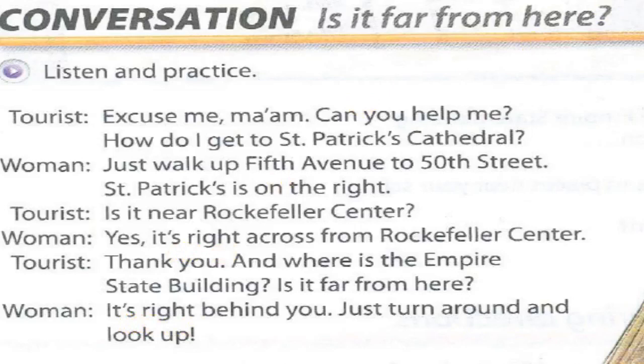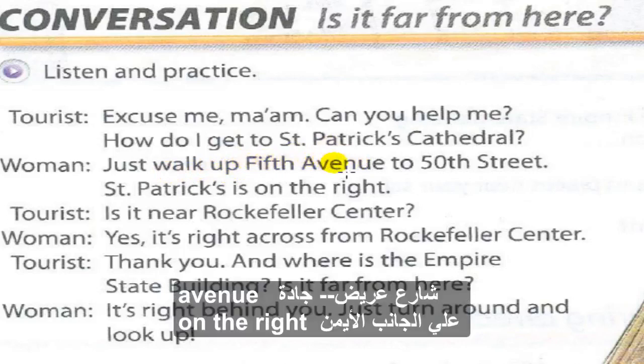So what's this? This is the Empire State Building. Let's read. Tourist and woman. Excuse me, ma'am. Can you help me? Ma'am, madam. How do we get to St. Patrick's Cathedral? Cathedral, big church. Just walk up 5th Avenue to 50th Street. St. Patrick's is on the right. You should walk to the street called 5th Avenue, Avenue number 5, to Street 50. You will find St. Patrick's on the right, opposite the left. This is direction, right, left. It's near Rockefeller Center. Yes.